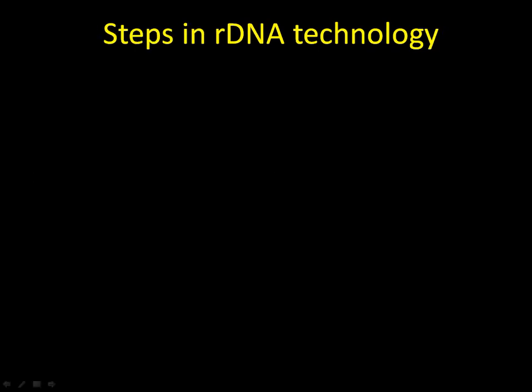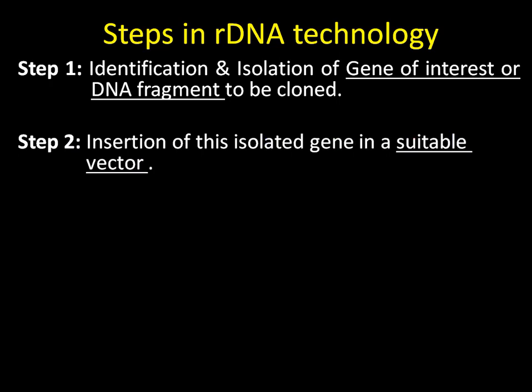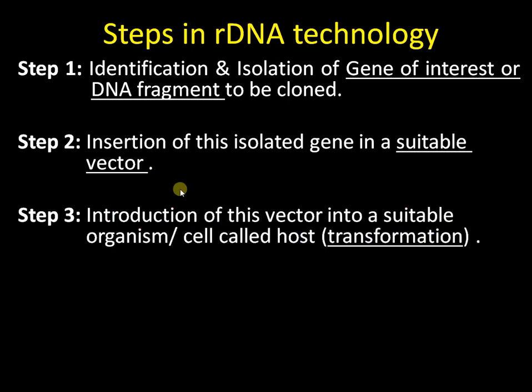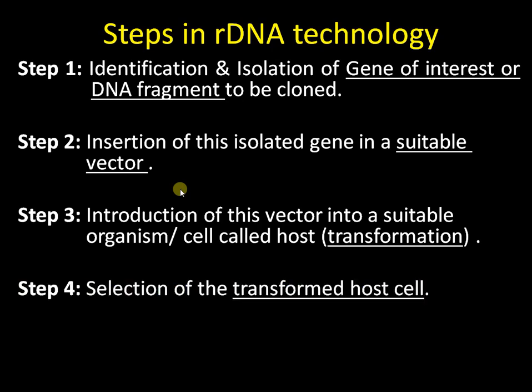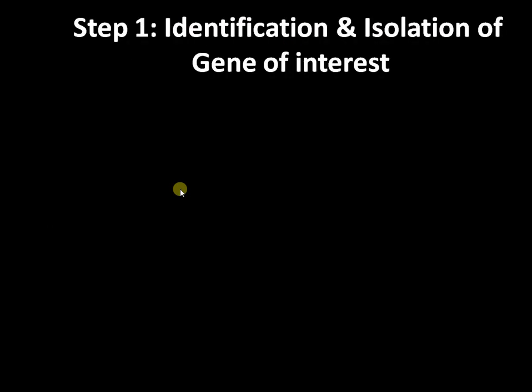First of all, let us have a look at the synopsis of the steps in recombinant DNA technology. Step 1 is the identification and isolation of the gene of interest or DNA fragment to be cloned. Second, we have to introduce this isolated gene into a suitable vector. Then we need to introduce this vector into a suitable host. The process is called transformation. We need to select the transformed host cell, and finally our intention: multiplication or expression of the introduced gene inside the host. So let us move into the first step, that is identification and isolation of the gene of interest.